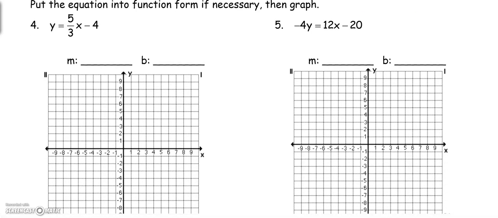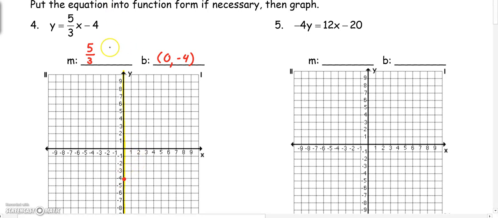In number 4, we need to put the equation in function form if necessary and then graph. So remember, if it's in function form, y is already solved for, which we have. So we're just going to be able to read our slope and our y-intercept. So our slope is the number in front of the x, 5/3. My y-intercept is (0, negative 4). So when I start my graph, I start on my y-axis. Remember that your y-axis is your vertical axis. So I'm going to start at (0, negative 4), I put a dot.